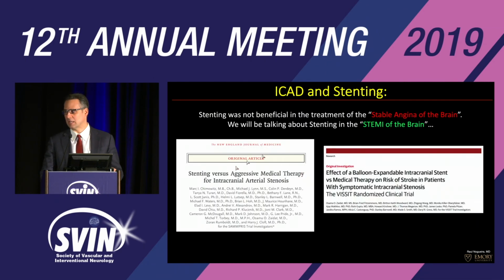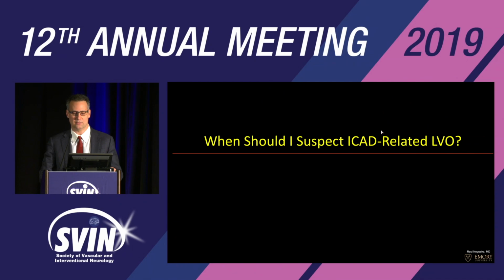The trials that David just discussed apply to the stable angina of the brain. That's the same thing happening in cardiology. However, in the cases that I'm going to discuss here, we are dealing with the STEMI of the brain. It's a very different situation. You've got to be a lot more aggressive. And I think a trial you have to do is on how to deal with refractory lesions, of which many are intracranial atherosclerotic disease.